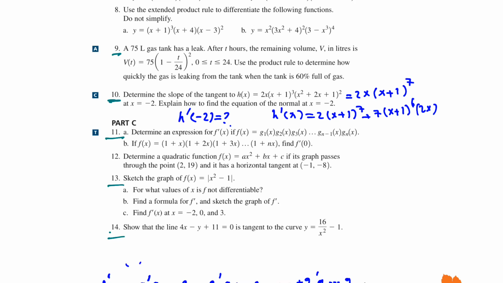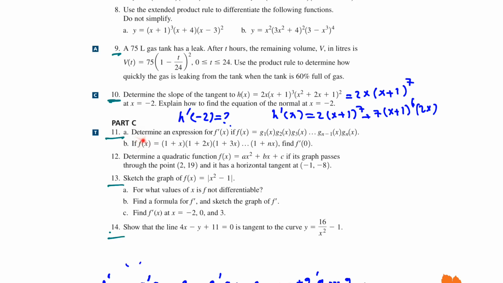And h prime of negative 2, which is the slope of the tangent line at x equals negative 2, can be easily calculated. Explain how to find the equation of the normal line at x equals negative 2. The point is negative 2 and h of negative 2, and the slope of the tangent line should be reciprocated and multiplied by negative. The negative reciprocal of h prime of negative 2 is the slope of the normal line. Using the slope and point, we can write the equation of the normal line.